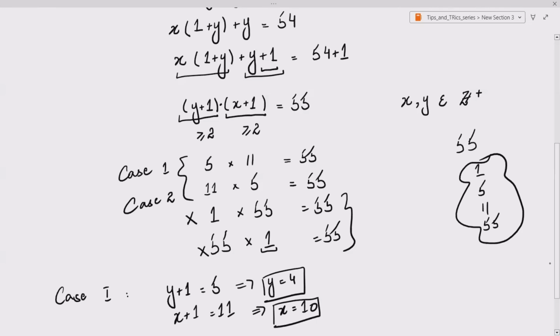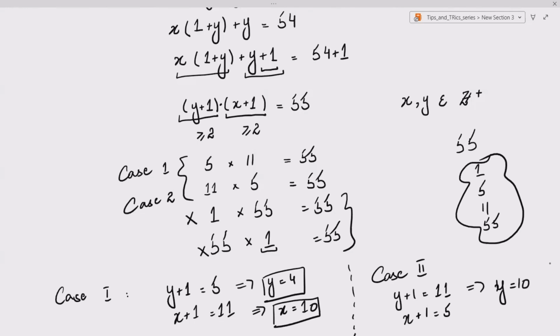In the same way, in case 2, we have y plus 1 is 11 and x plus 1 is 5. So this implies y is 10 and this implies x is 4. So these are the two solutions.